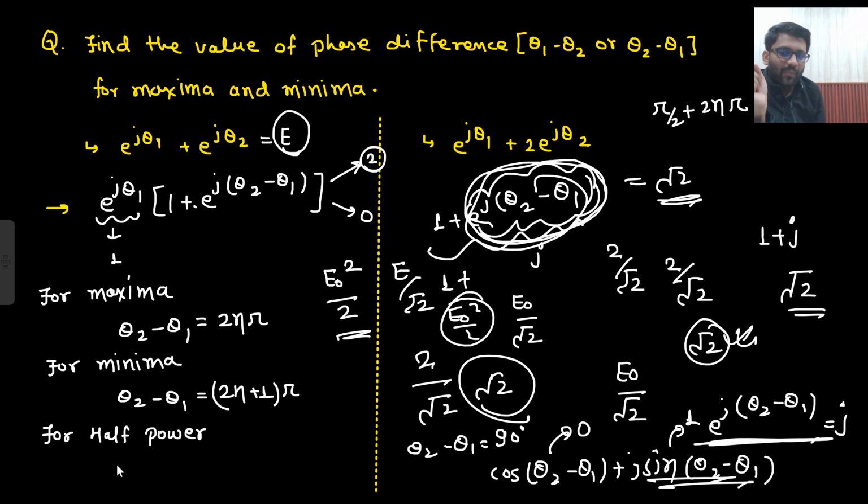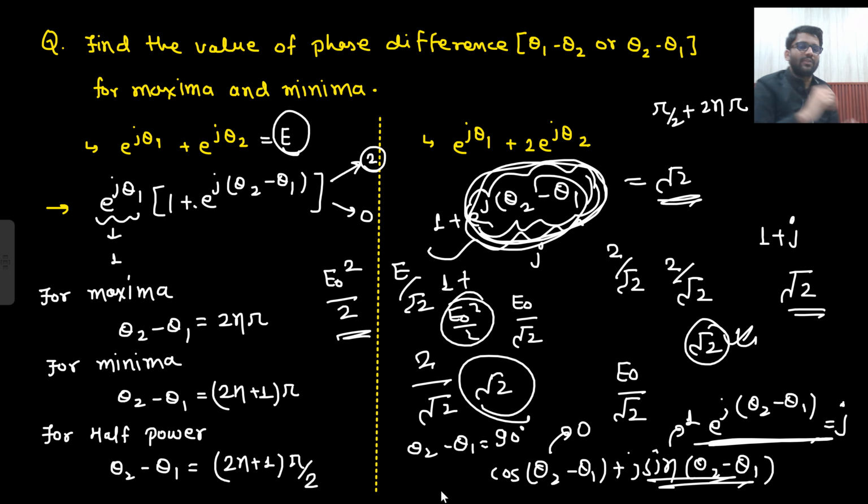So here for half power, theta 2 minus theta 1 should be the odd multiple of pi by 2. Say yes or no? Did you understand this point? That for half power, what will I require? That my phase difference should be the odd multiple of pi by 2. And n value can be from anywhere. It could start from 0, plus minus 1, plus minus 2, and so on.